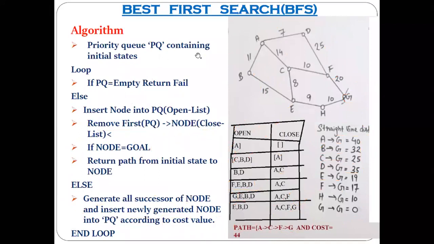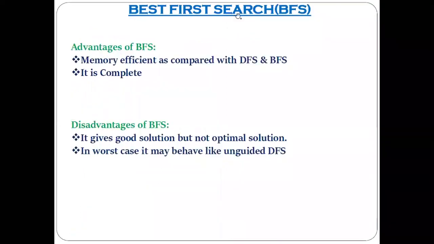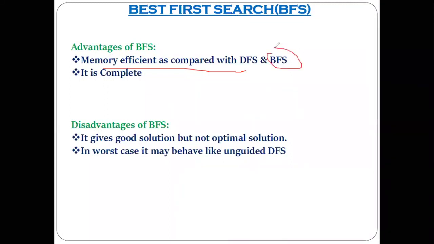I hope all of you got the best first search technique. And these are the advantages, disadvantages. You can see here, it is memory efficient as compared with DFS, BFS. BFS in the sense, breadth first search. It is complete in the sense, it can definitely give you at least one solution, no problem. And in the disadvantage I have mentioned, it can give you a good solution every time, but may not give you the optimal solution. Meaning of optimal in the sense, best.